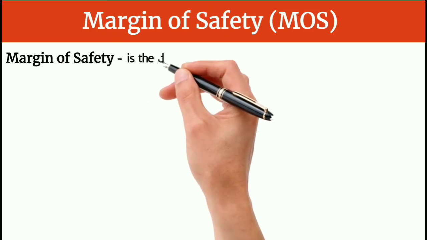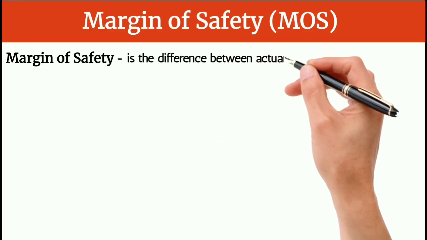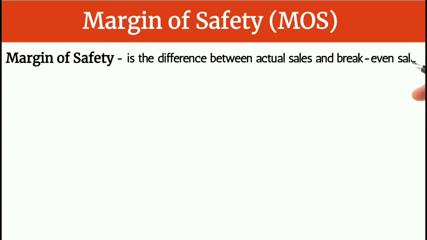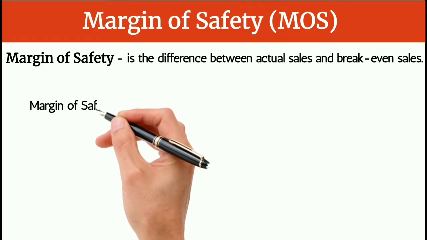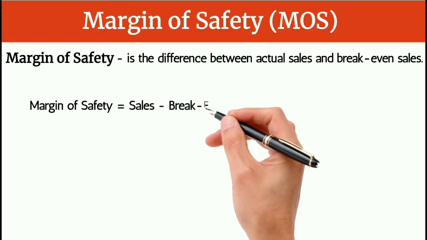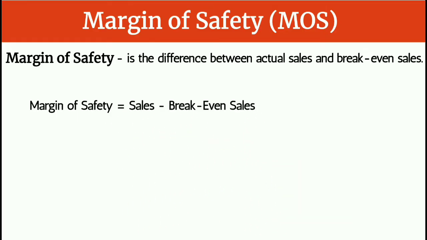Margin of safety is the difference between actual sales and break-even sales. In other words, para makompute yung margin of safety, i-deduct natin yung break-even sales sa sales. Margin of safety is equal to sales minus break-even sales.